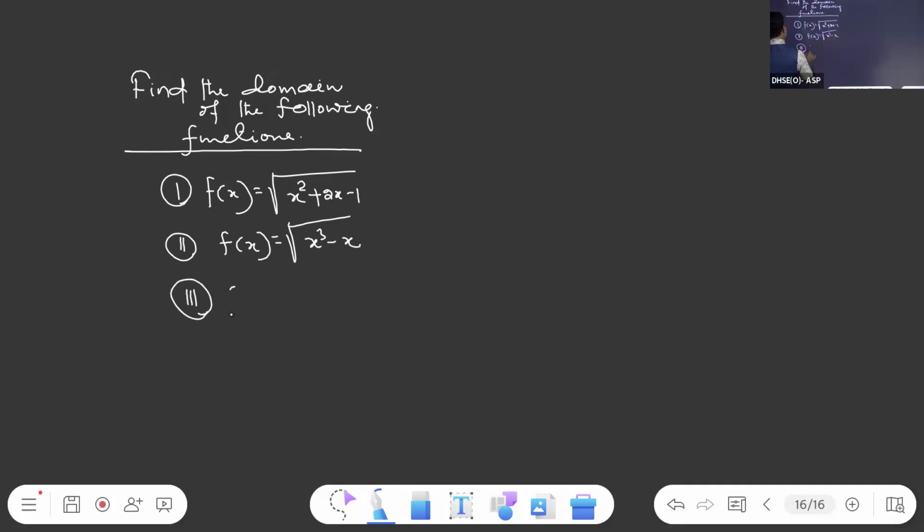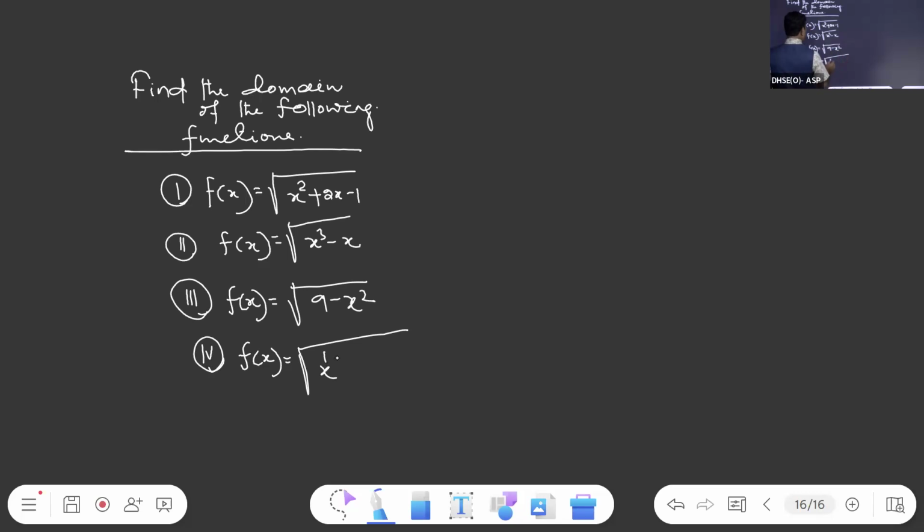f of x is equal to under root 9 minus x square. f of x is equal to under root x to the power 12 minus x to the power 9 plus x to the power 4 minus x plus 1. Okay.